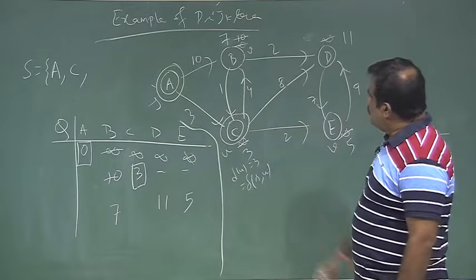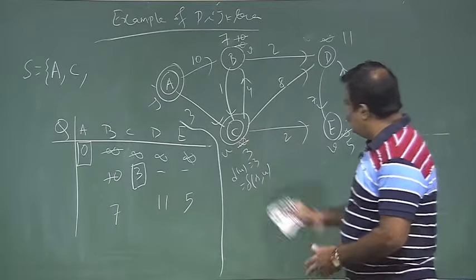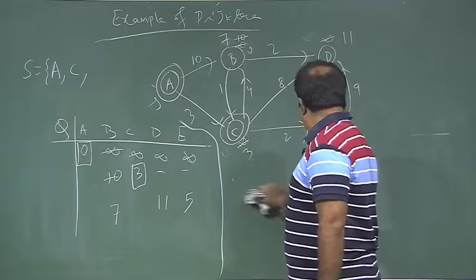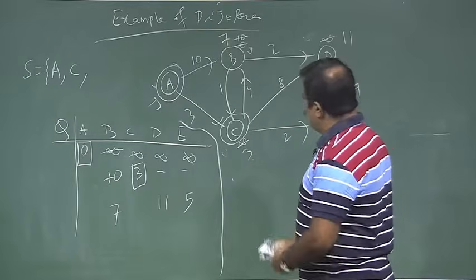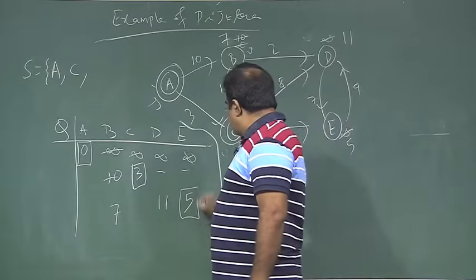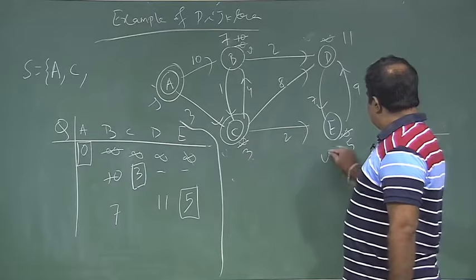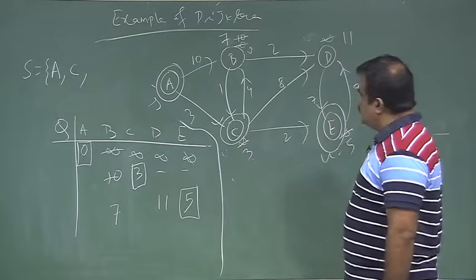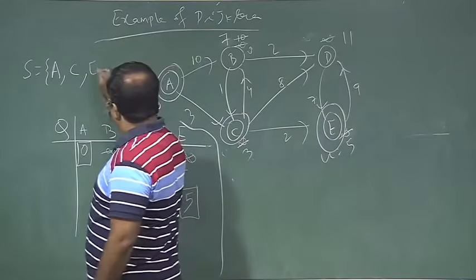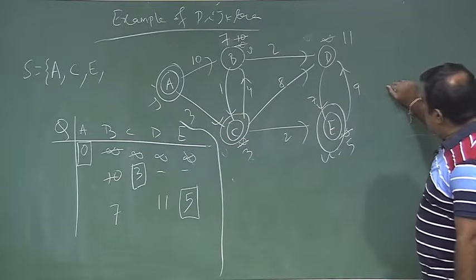Okay, and there is no other adjacent vertex of U. So what do we do? Now we will extract the next minimum. The next minimum is 5. So 5 is basically this one. So this is our U now. So we capture this in S. Now this is our U.